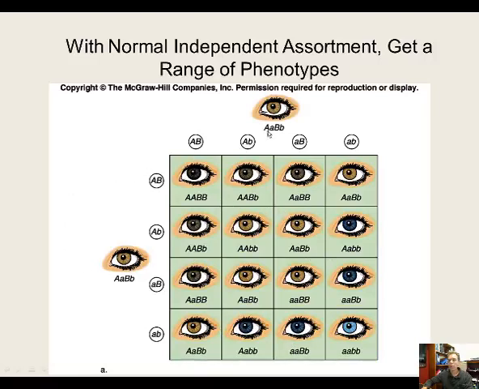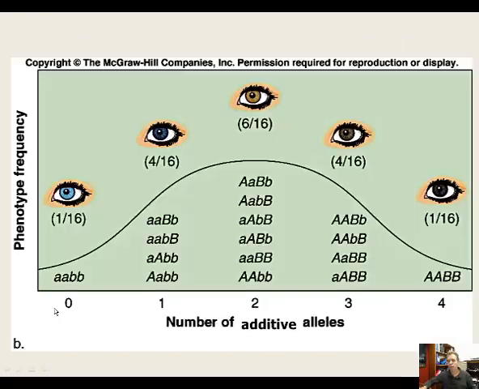So the parents' genotypes are big A, little a, big B, little b. The gametes that would be made are big A big B, big A little b, little a big B, and little a little b. And these are the ranges of colors that you would obtain from such a cross, from dark eyes to blue. And like we did with the wheat, you can show this as a graph where the average is the most frequently seen.